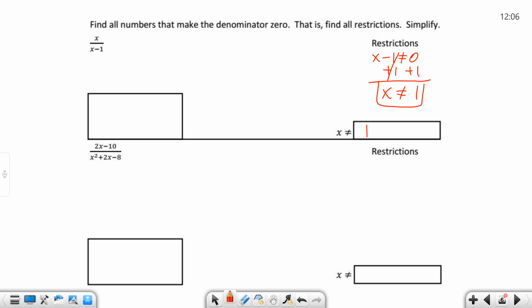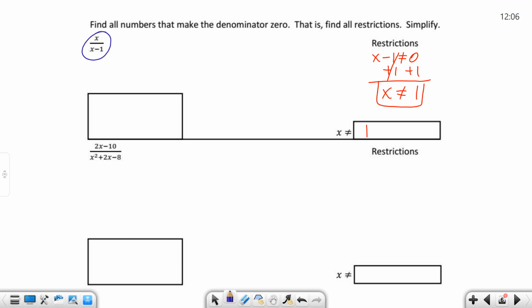You may get a list of restricted values. If you have a bunch of things that make the denominator 0, like 7 numbers, you would have all 7 of those as restricted values. All right, so x over x minus 1. Let's go back now and simplify this.